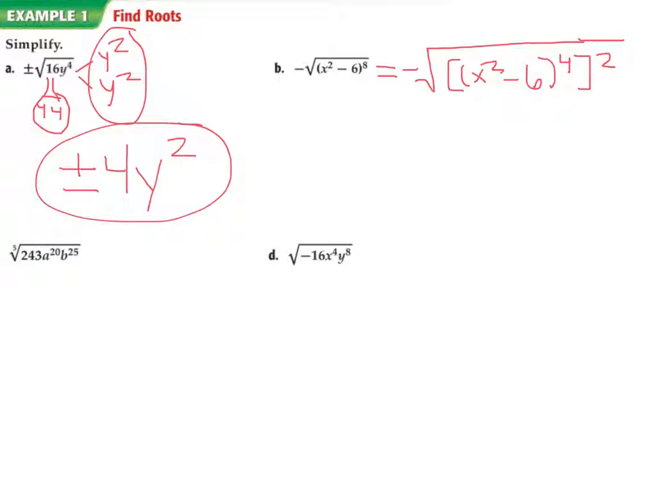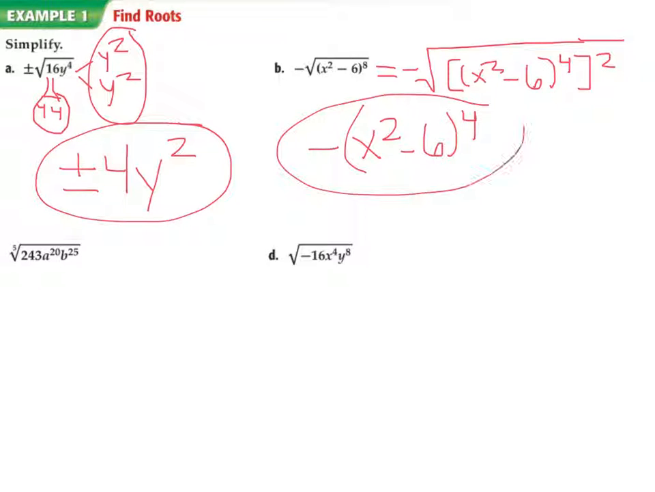So now we have a squared, and we know that that's going to mean that there's 2 of these, so I can go ahead and take out an x squared minus 6 raised to the 4th power, and then I still have that negative that was out in front that I have to account for. So I'm going to have negative x squared minus 6 to the 4th power is my final answer.